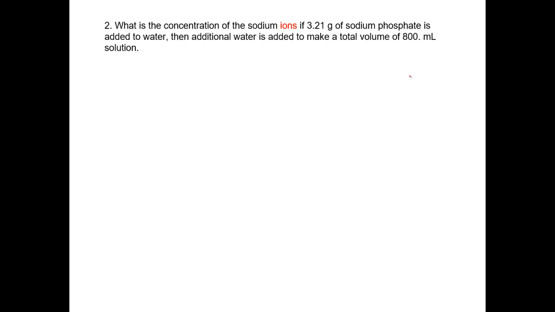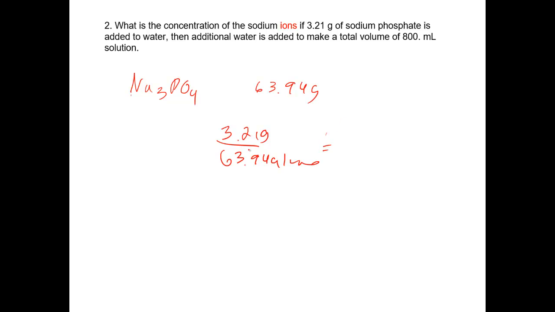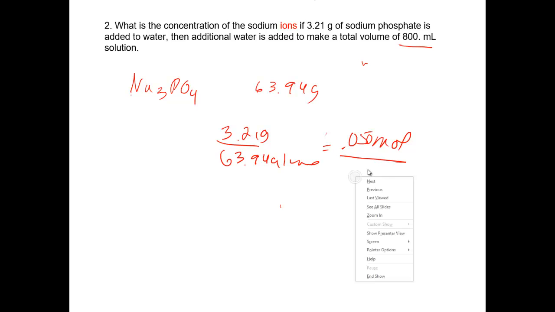Okay, sometimes you get asked about concentration of ions. So if I have 3.21 grams of sodium phosphate, which has a formula of Na3PO4, and it has a molar mass of 63.94 grams, I can find how many moles that is by taking 3.21 grams divided by 63.94 grams per mole. And what I get is 0.050 moles. And I'm making it up to 800 milliliters. So the molarity of the solution is 0.05 moles divided by 0.8 liters. And so that's a 0.0625 molar solution.